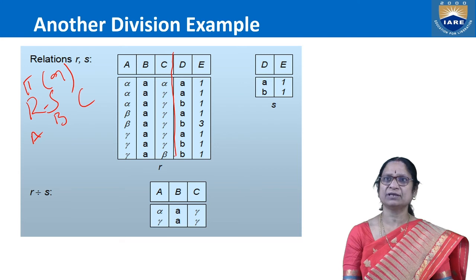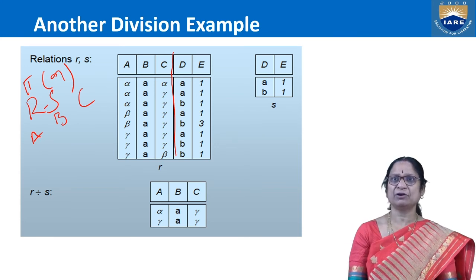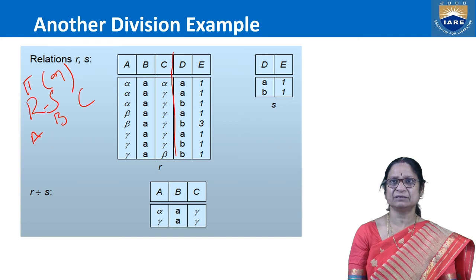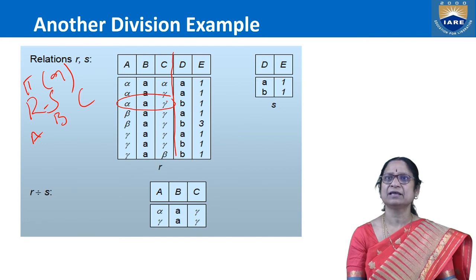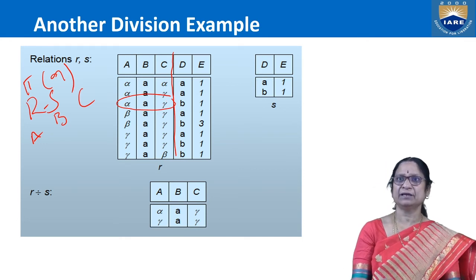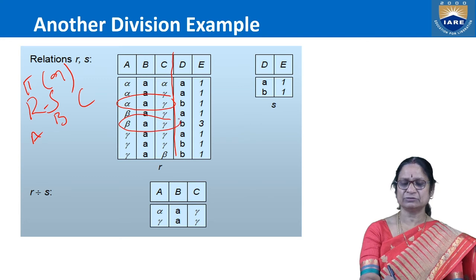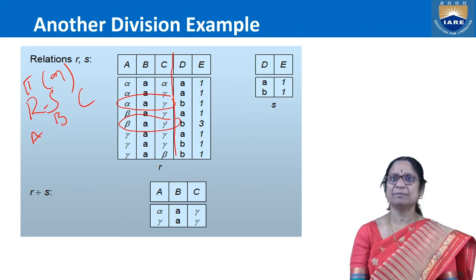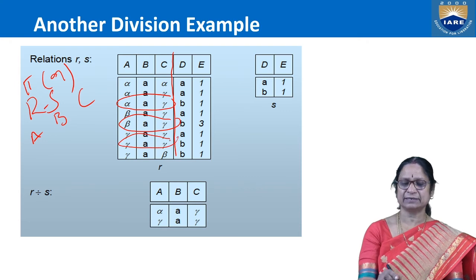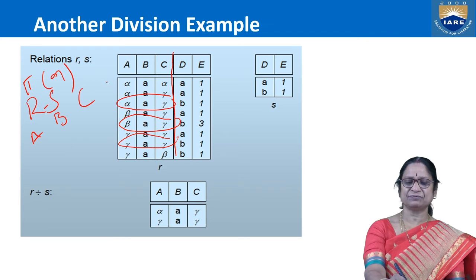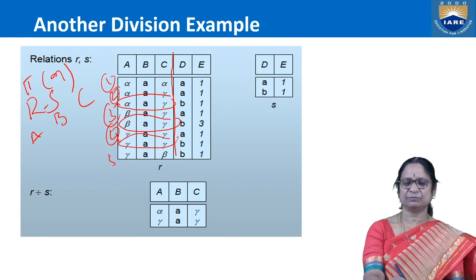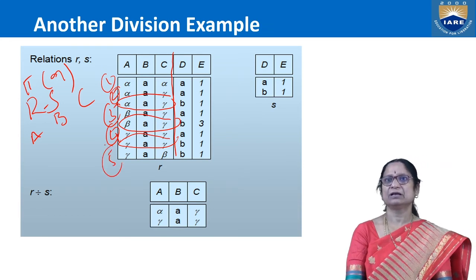Alpha A alpha, alpha A gamma, alpha A gamma again, but it is repeated, so it won't be considered. Beta A gamma. You observe alpha A gamma twice is there, no need to consider. Beta A gamma, again beta A gamma is there. It is a set, no more, so no repetitions. Gamma A gamma, again gamma A gamma is not resulted. And you got gamma A beta. So this ABC consists of the first tuple, second tuple, third tuple, fourth tuple, fifth tuple. These 5 tuples exist. That is the first part of the definition.